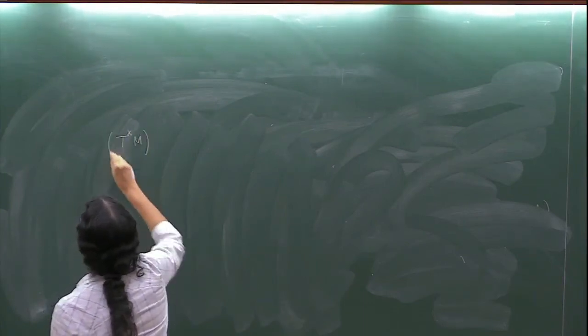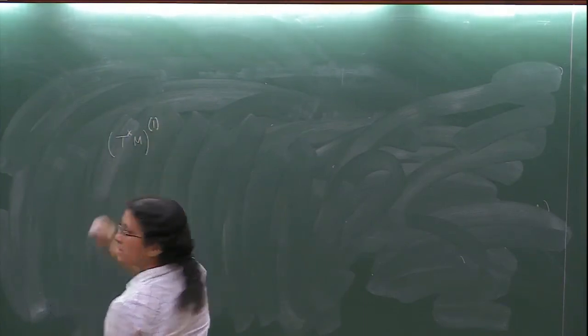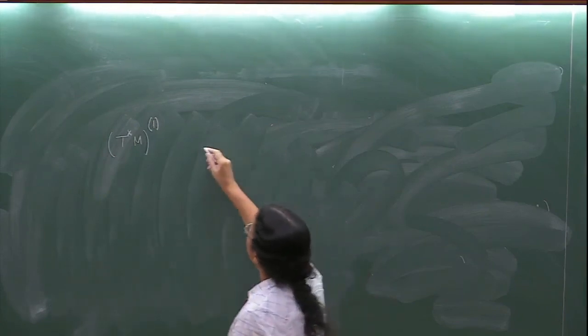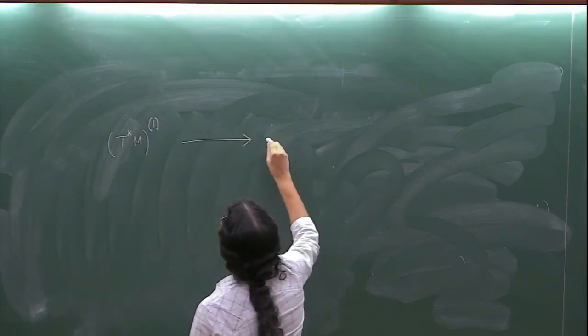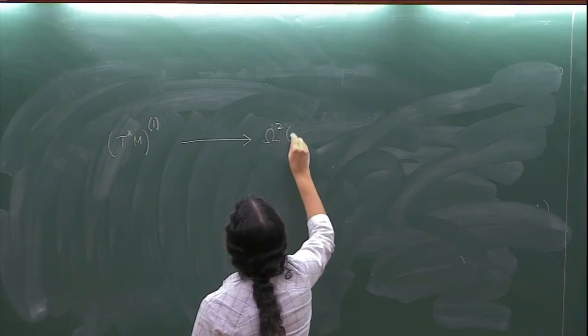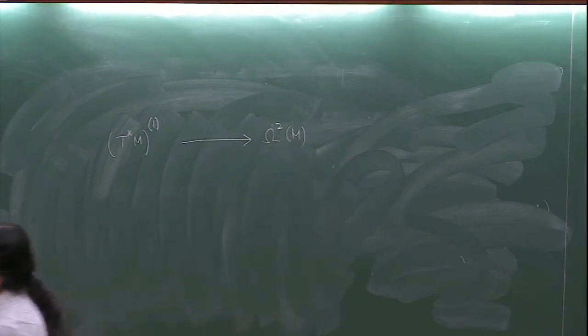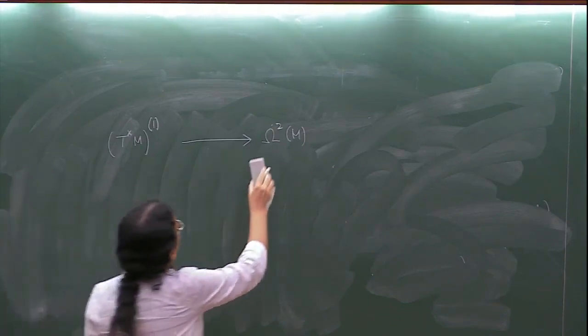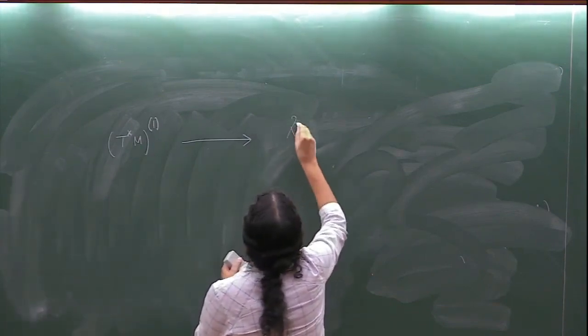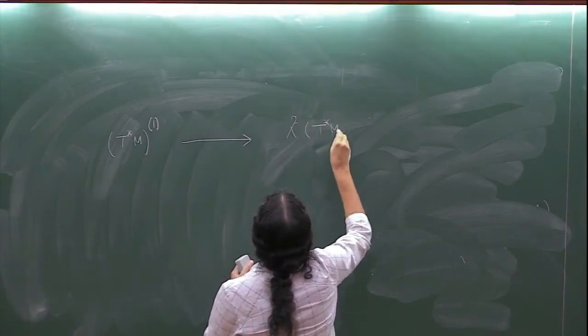So you have the jet bundle J1. My notation would be, this was T star M, that was my M, E. So this is the one jet bundle notation. And from there, you are going to two forms, right? Sections of this is a two form. I write in the bundle level. So this is lambda 2 T star M.